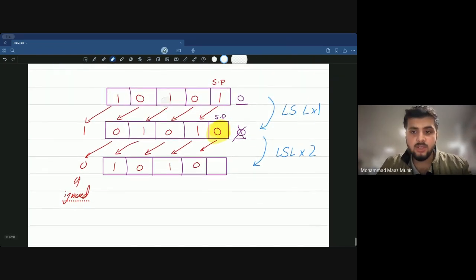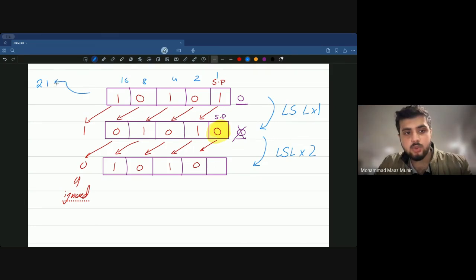Now, I have a question for you all. If I originally have this binary, which is 1, 2, 4, 8, 16, so it's basically 21. The binary value of this is 21.